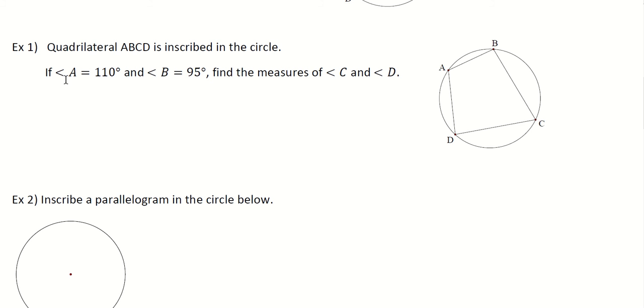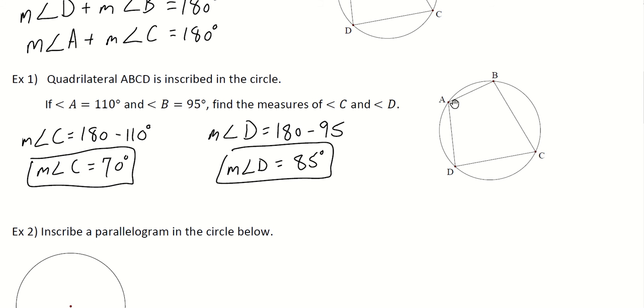So that takes us to example one. I'm going to fix these angle symbols here for you in your notes. Quadrilateral ABCD is inscribed in a circle. If angle A is equal to 110 degrees and angle B is equal to 95 degrees, find the measures of angle C and angle D. Pause the video now. Try this one on your own.